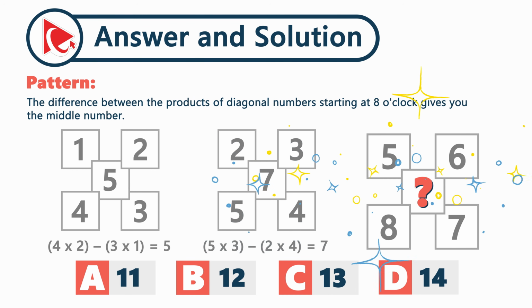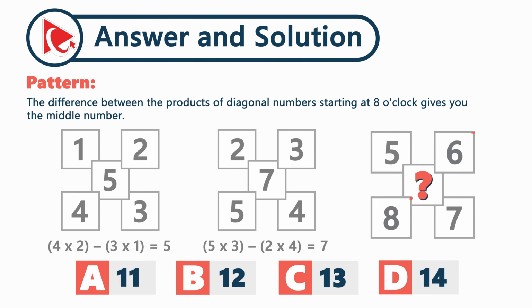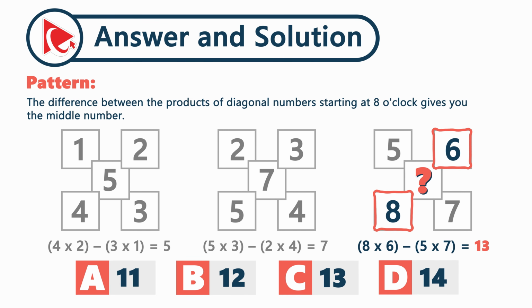And now is the magic time to calculate the missing number. 8 multiplied by 6 in parentheses minus 5 multiplied by 7 in parentheses equals 13. So the correct answer here is choice C, 13.